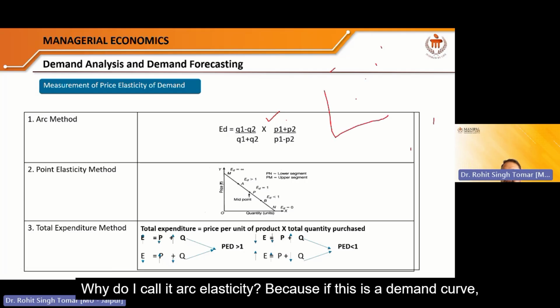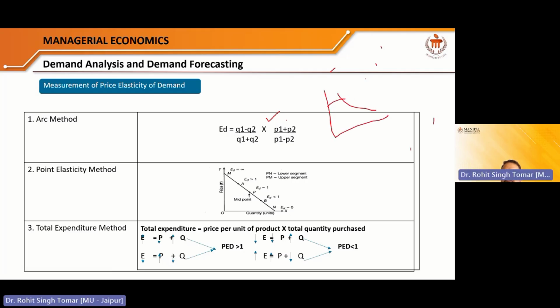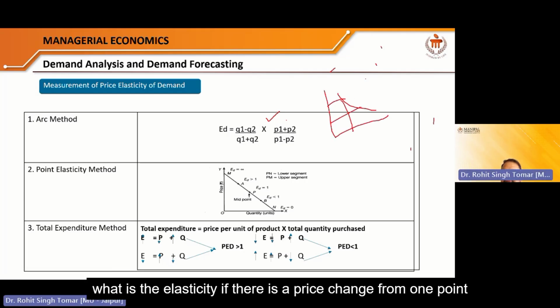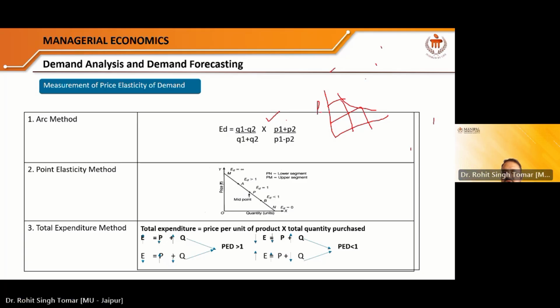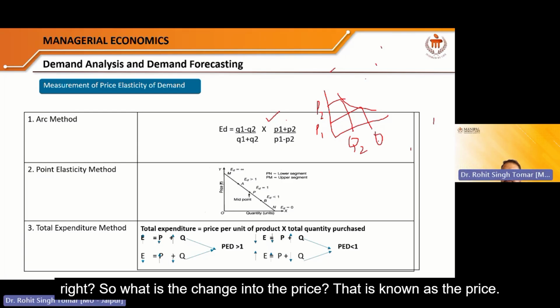Why do I call it arc elasticity? Because if this is a demand curve, what is the elasticity? If there's a price change from one point to another point, say P2 to P1, divided by Q2 to Q1, right? So what is the change in the price? So you can use this formula.